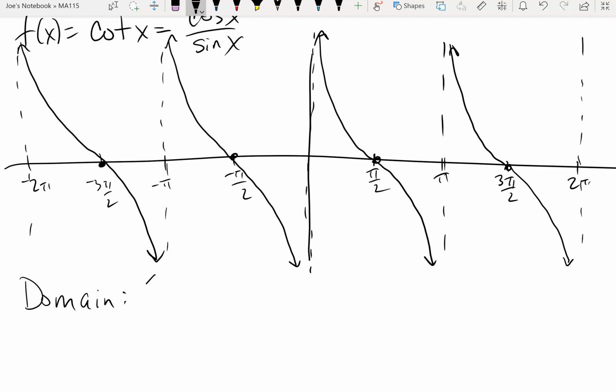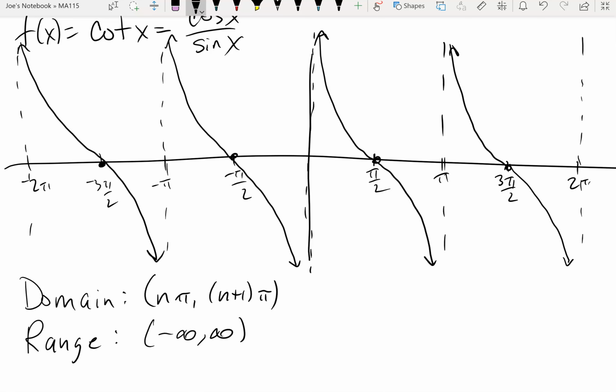Our domain, this one is a little bit different. We do n pi to (n plus 1) pi for the domain. Again, this is just talking about where the asymptotes pop up. Range again is what? Okay. And our x-intercepts are those odd multiples of pi over 2. Right? And they're all pi away from each other. So it's pi over 2 plus n pi.